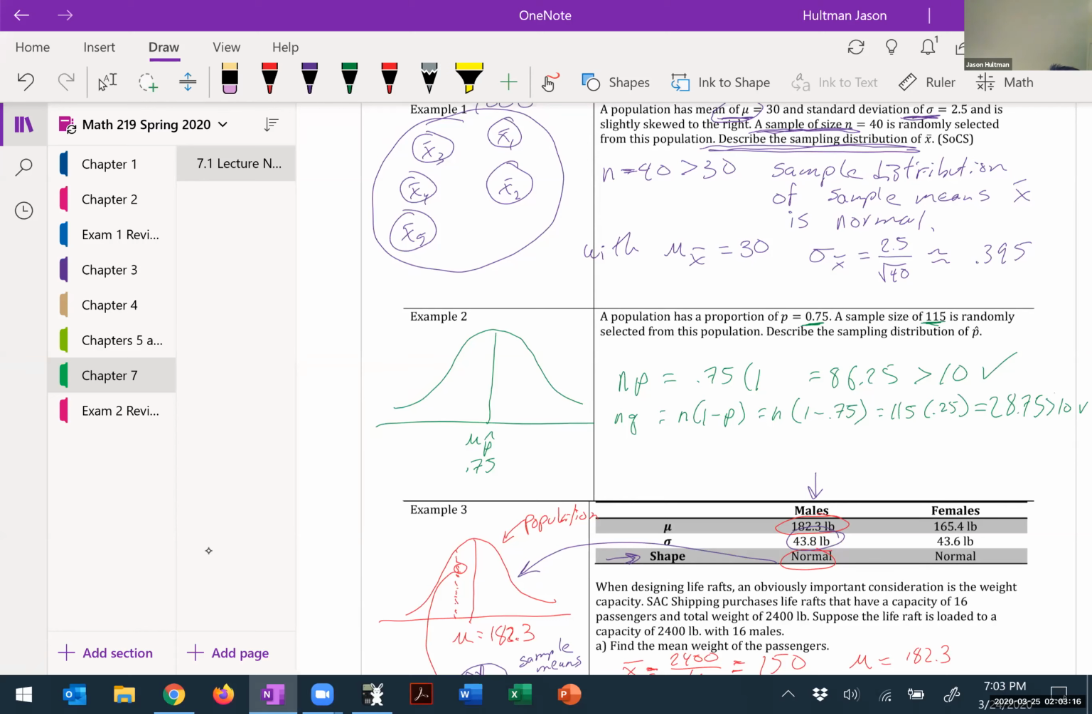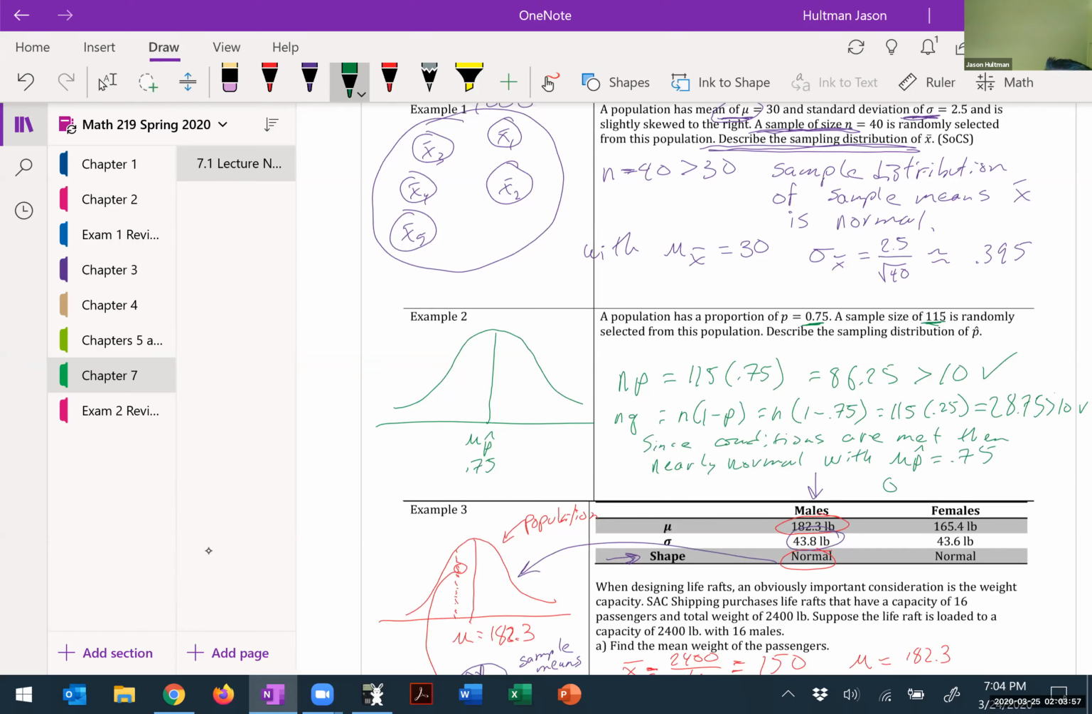Okay, and I'm going to reverse this. This should be reversed: 115 times 0.75. There. Okay, so since the conditions are met, then p hat is nearly normal, with mu of p hat equaling 0.75.